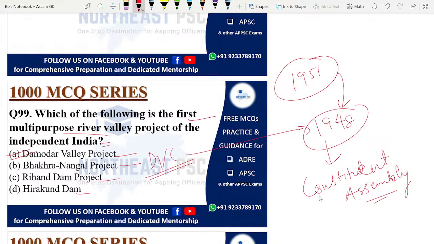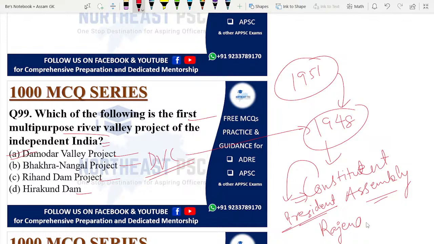Another question can be asked with respect to the Constituent Assembly. Whenever the Constituent Assembly met as a lawmaking body, who would be the president? If it is meeting as a lawmaking body, who would act as the president? Can anyone tell me? If the Constituent Assembly was assembling as a lawmaking body, the president would be Rajendra Prasad.